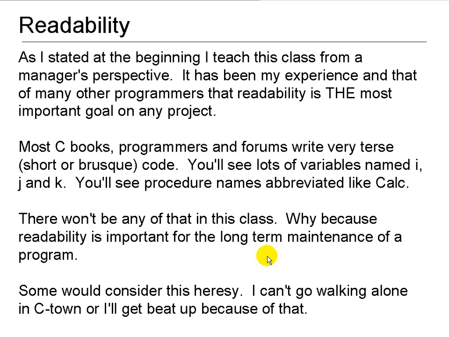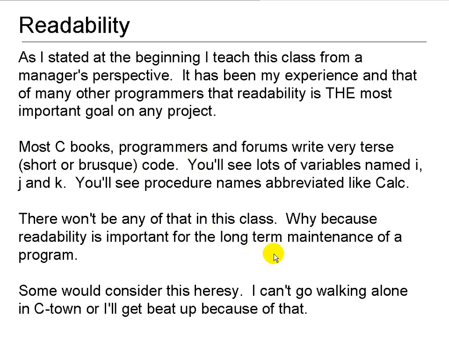Most C books, programmers, and forums write very terse, which is short or brusque, code. You'll see lots of variables named I, J, and K, X, and Y. You'll see procedure names abbreviated, like calc instead of calculate. There won't be any of that in this class. Why? Because readability is the most important goal for long-term maintenance of a program.